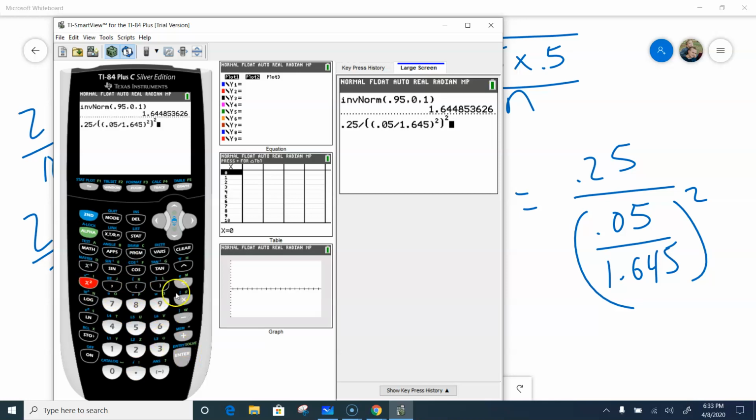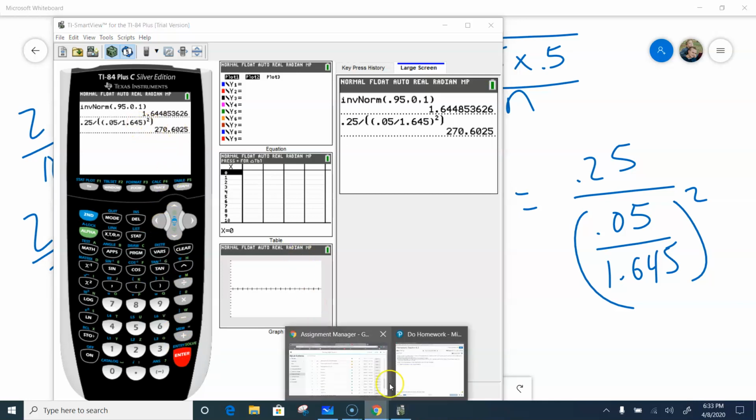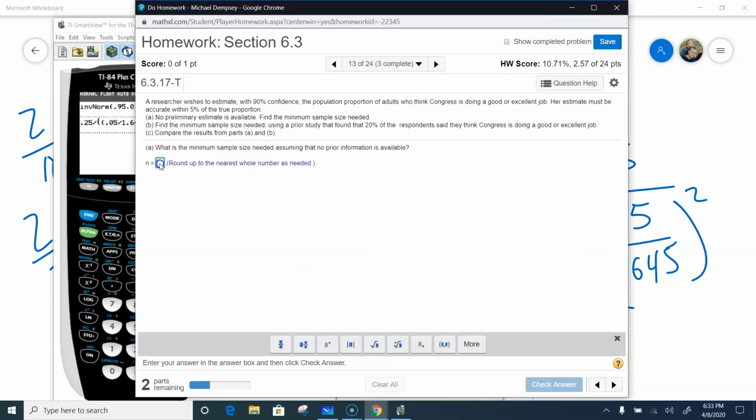Okay, and oops, too many squares happening here. So I get 270.6. I'm going to have to round that up. I can't take a sample size of 270.6. It's going to have to be 271.